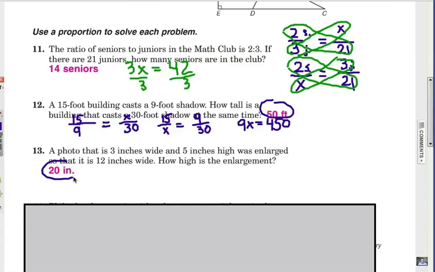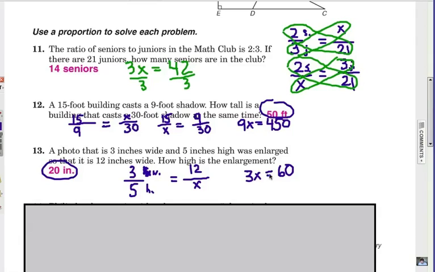Our answer is 20 inches, and here's how you can get it. A photo that's 3 inches wide and 5 inches high. If I set it up like that, 3 is the width number and 5 is the height number. So width over height. Let's match that on the other side. It's 12 inches wide, so the 12 would have to go here, and the X would go on the bottom. Cross multiply to give us 3x equals 60, and then divide by 3 to get 20.